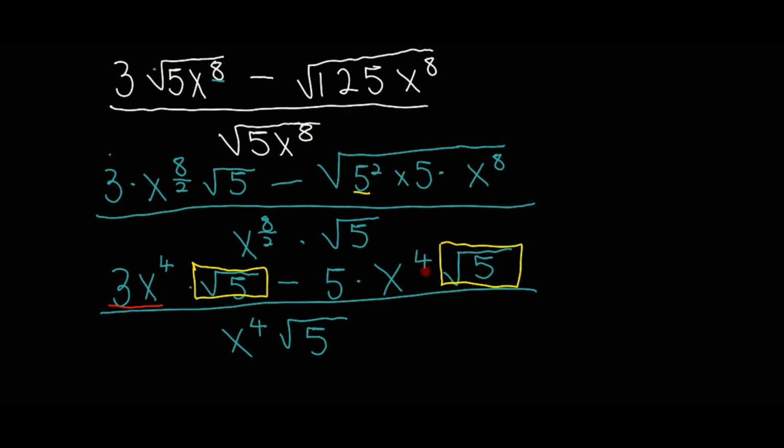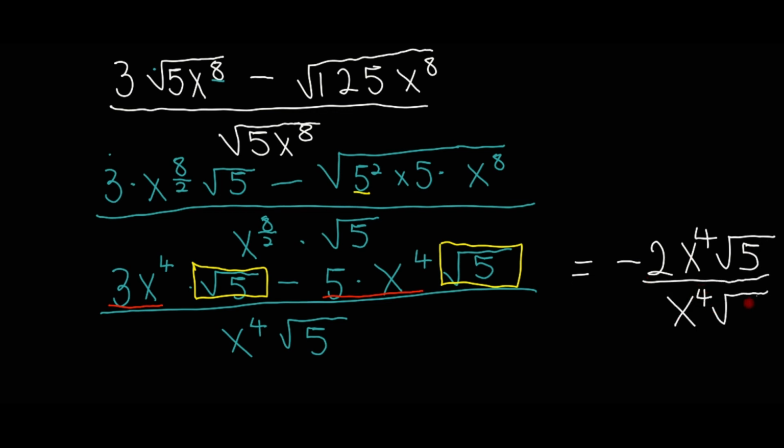Re na le 3x squared minus 5x to the power 4, so because ke di like terms e rela gore 3 minus 5 e re fa 2, so e rela gore re ba le minus 2x to the power 4 and then root 5, and then ka mo fase re na le x to the power 4 root 5, so e rela gore from there o ka kgona bona gore this part and this part they cancel, so e rela gore our final answer is minus 2, so this is our final answer.